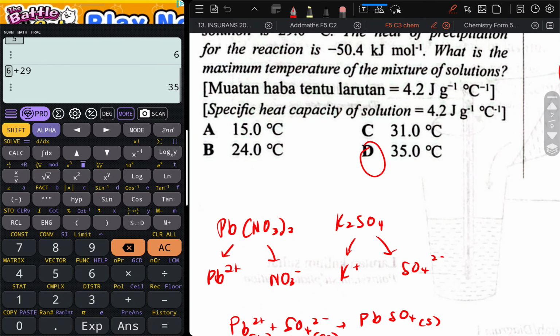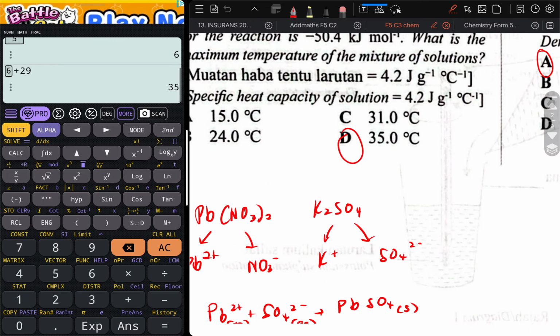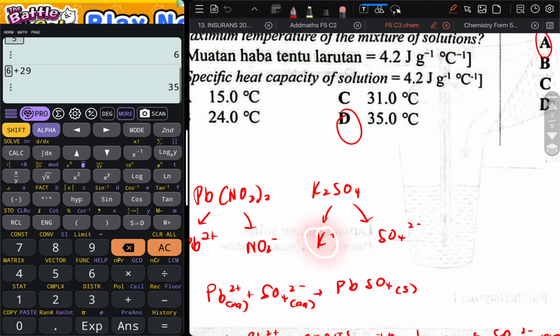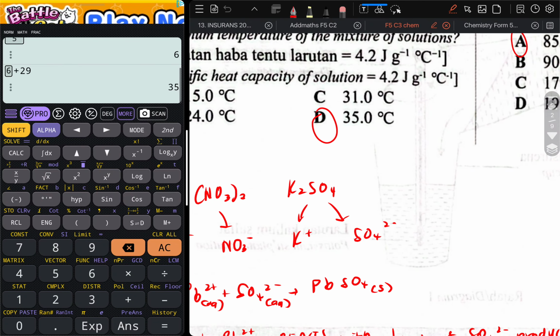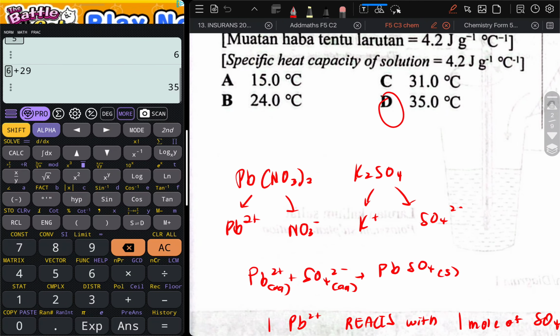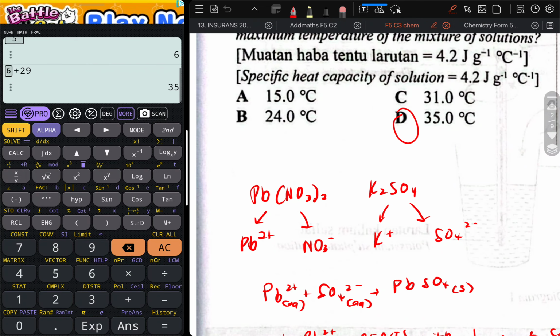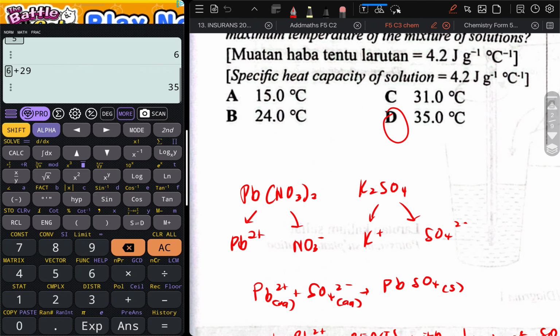The same thing with K2SO4. You have K plus and SO4 2 minus. So if you combine them, you do trading of charges, so the 2 will travel to K here. Now you need to know sulfate.